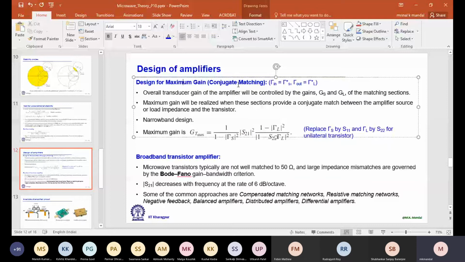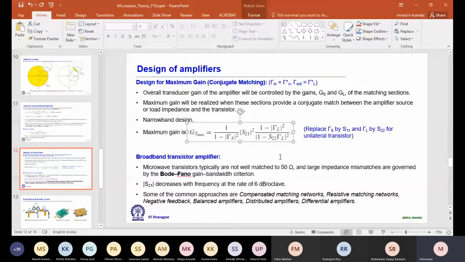We see that maximum gain will be realized when this section provides a conjugate match between the amplifier source or load impedance and the transistor. So when we go for maximum gain, obviously it becomes a narrowband design. And then what is the maximum gain? We consider the transducer gain value. We already used this equation previously. GT max is equal to 1 by 1 minus magnitude gamma S squared, into magnitude S21 squared, into 1 minus magnitude gamma L squared by 1 minus S22 gamma L magnitude squared. So it is dependent on gamma S and gamma L.